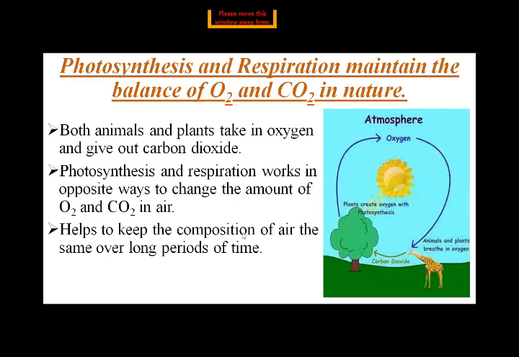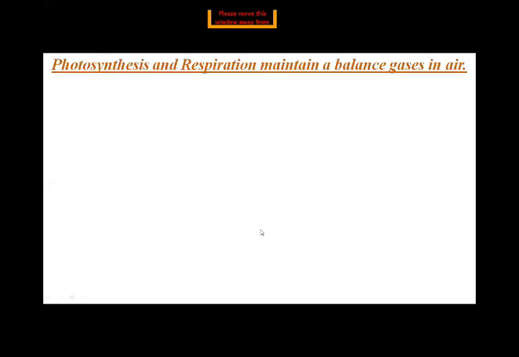What's the meaning of this? It means it will keep the composition. What is the composition? It means the make-up of air. Inside the air there are many gases: there is oxygen, there is carbon dioxide, there is nitrogen. So for the composition of the air, a lot of gases are used. We can say that the photosynthesis process and respiration process will keep this composition of air the same inside the atmosphere. So photosynthesis and respiration maintain a balance of the gases in the air.